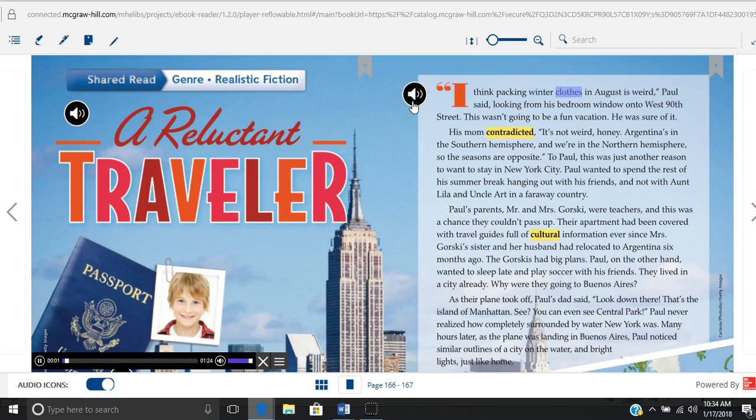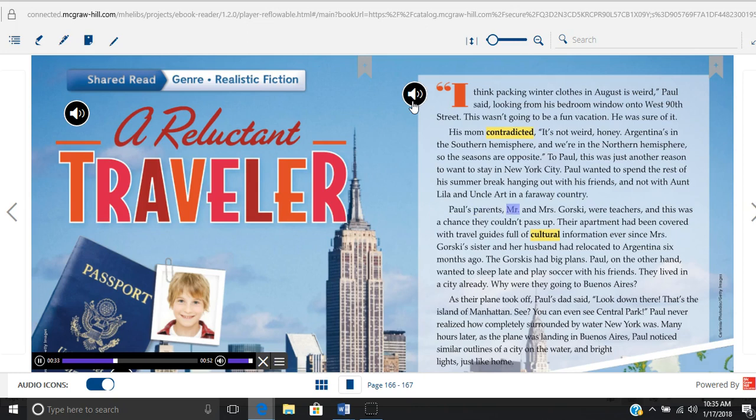"I think packing winter clothes in August is weird," Paul said, looking from his bedroom window onto West 90th Street. This wasn't going to be a fun vacation. He was sure of it. His mom contradicted. "It's not weird, honey. Argentina's in the southern hemisphere, and we're in the northern hemisphere, so the seasons are opposite." To Paul, this was just another reason to want to stay in New York City. Paul wanted to spend the rest of his summer break hanging out with his friends, and not with Aunt Lila and Uncle Art in a faraway country.